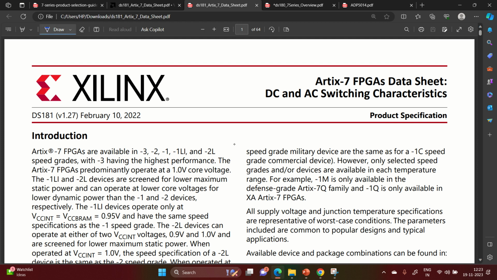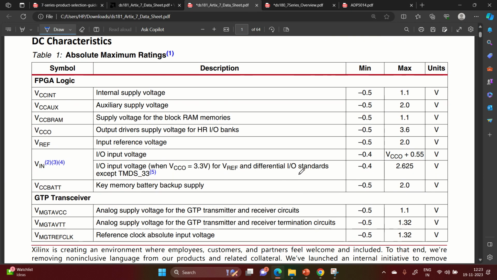In this particular document, what we'll try to find out is what are the different powers that are required for our FPGA. So let us first talk about absolute maximum rating. Whenever you read a data sheet, I'll recommend you proceed in this manner. First is what is the absolute maximum rating, so that these things are there in your mind. You will not allow any voltage going into the VCCINT pin more than 1.1 volt. So 1.1 volt is maximum. Similarly, auxiliary voltage is 2 volt, block RAM voltage is 1.1 volt, VCCO, that is IO voltage, is 3.6 volt maximum, and reference is 2 volt, and similarly for all these things.